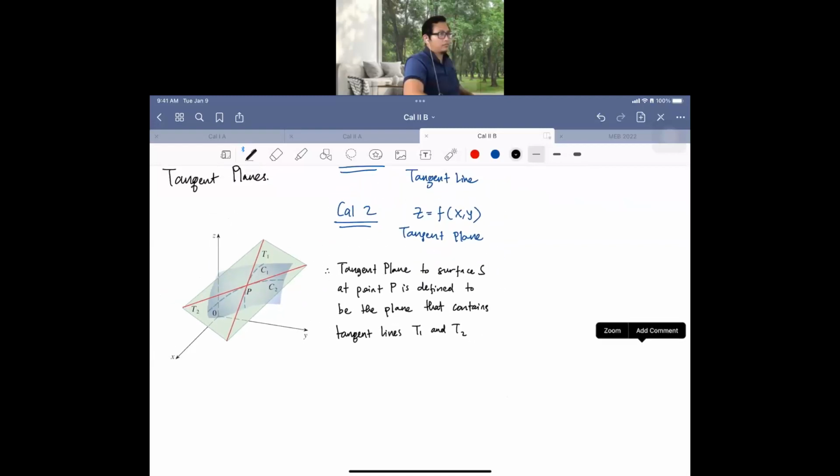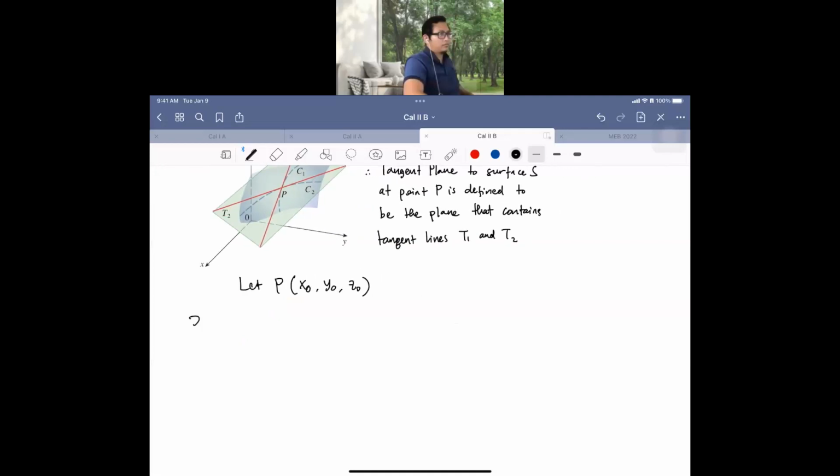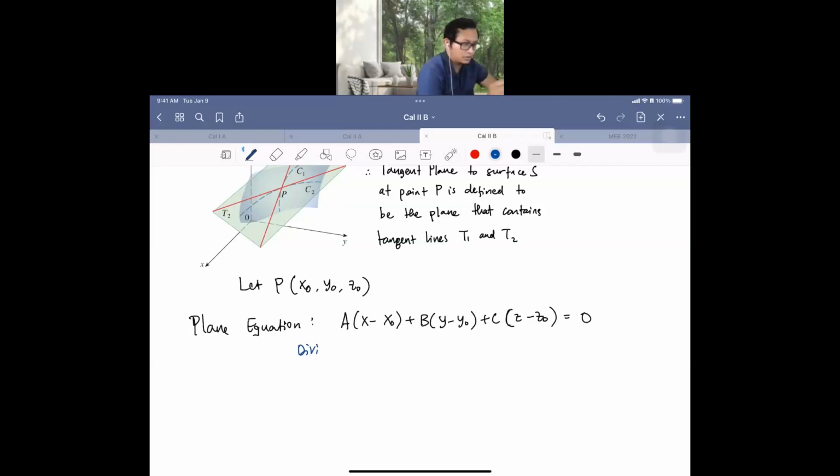If we let P be at point x0, y0, and z0, then if you still remember the plane equation, let's divide all with C. So A over C plus B over C plus Z minus Z0 equal.